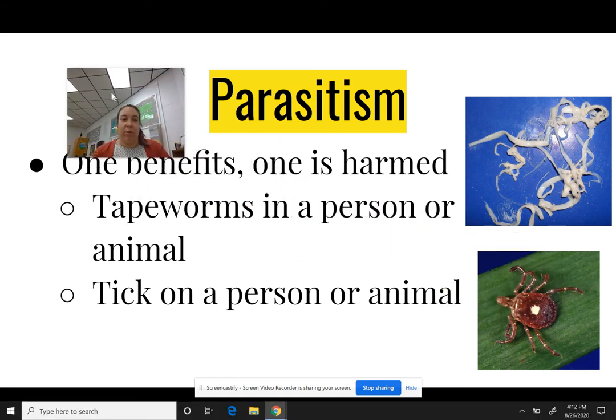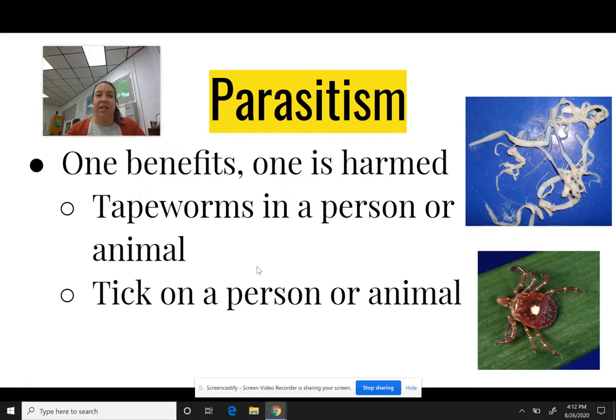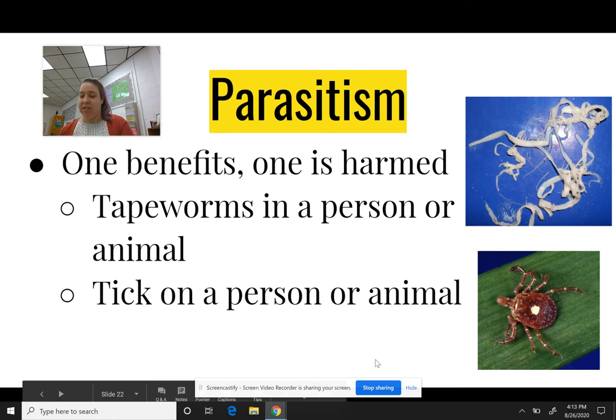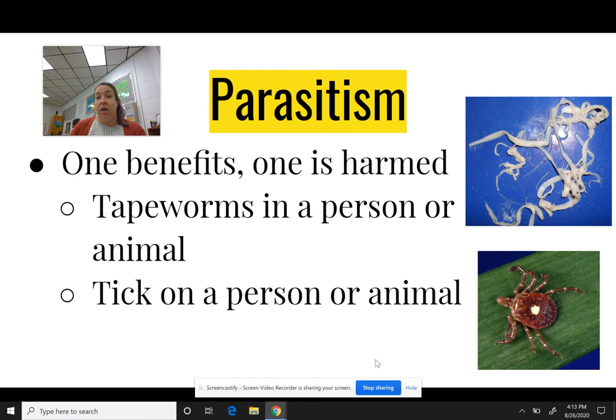Now the really gross one. Aren't you excited? You waited till the very end to see this grossness. All right, so I'm sure as you already can see, parasitism kind of reminds you of the word parasite, right? So in a parasitism, one of the organism benefits and one is harmed. So I gave you the example of tapeworms in a person or an animal.